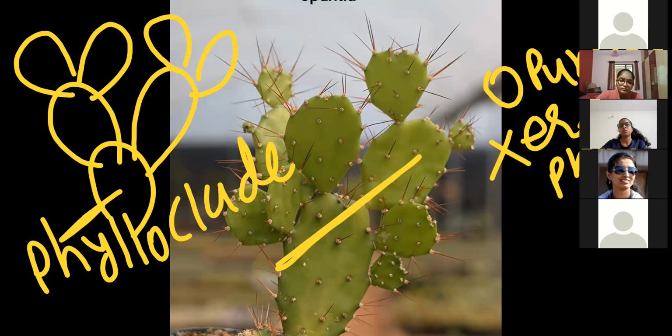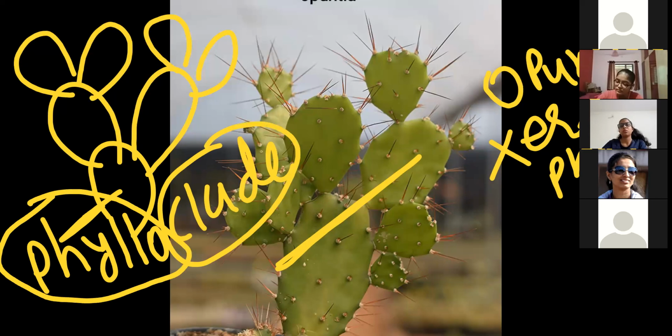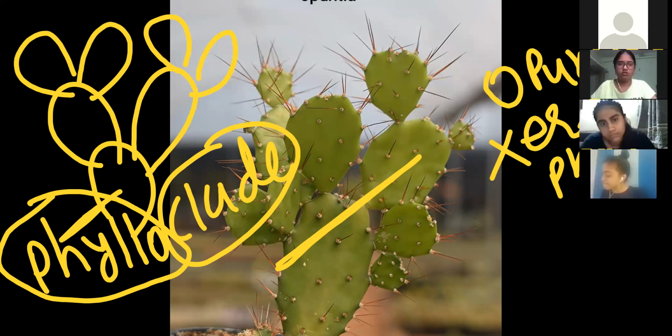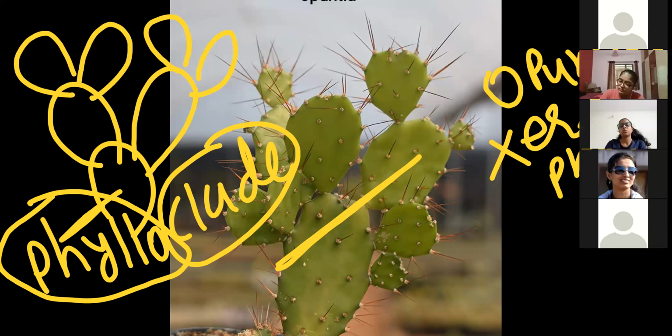Phyloclade. Understand what clade means. What is the meaning of clade? Stem. Clade का meaning होता है stem. Phyllo meaning what? Leaf. Leaf like stem, that we call phyloclade, which performs photosynthesis.